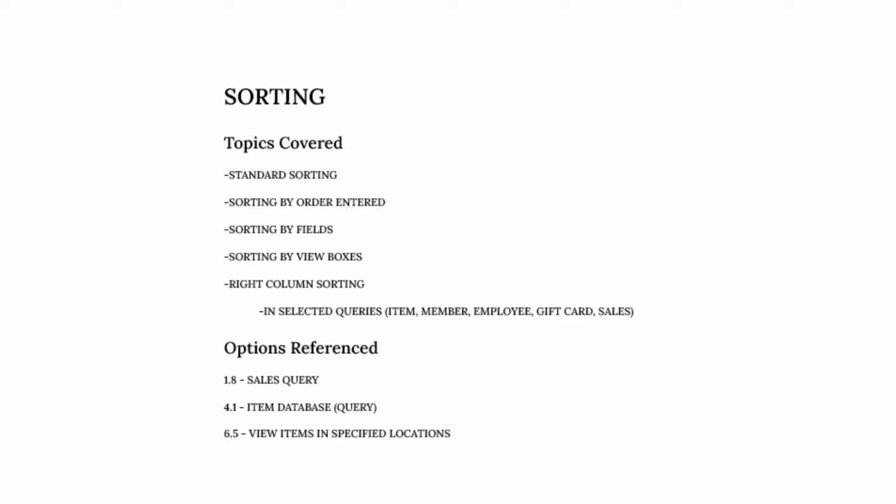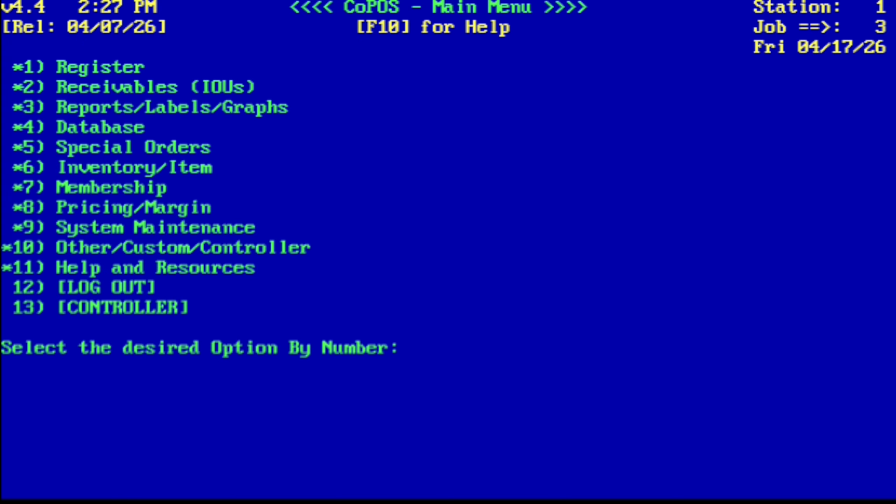Welcome to the CoPOS sorting video. Throughout CoPOS, there are many options that generate tables of items, members, and other things that you may want to sort. Standard sorting is easy, but CoPOS has some tips and tricks you may want to know about. Let's jump into option 6.5.